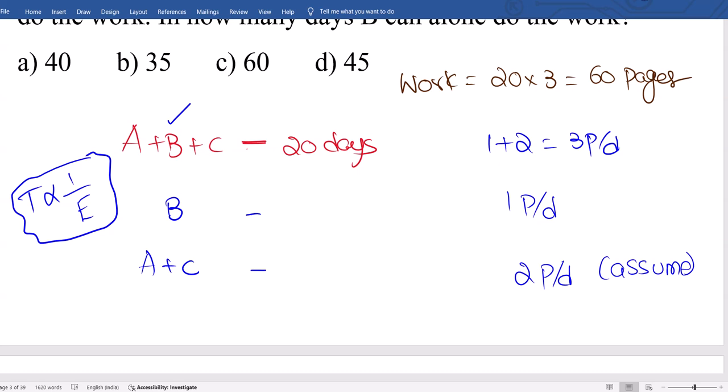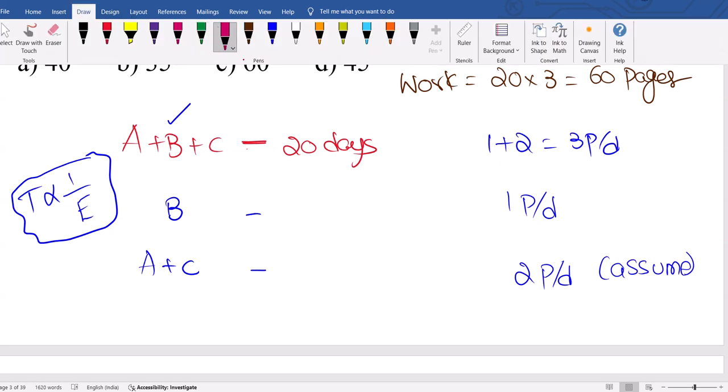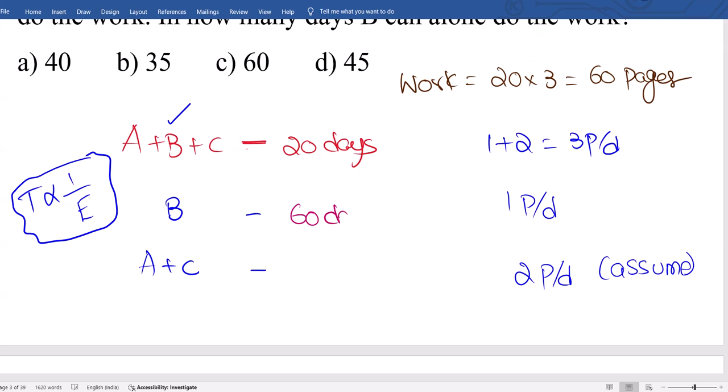B alone. B can type how many pages per day? 1 page per day. Total how many pages you have to type? 60. How many days? Option C, completed. So there is some other data. It's not required for this question actually. There is some other relationship they have given.